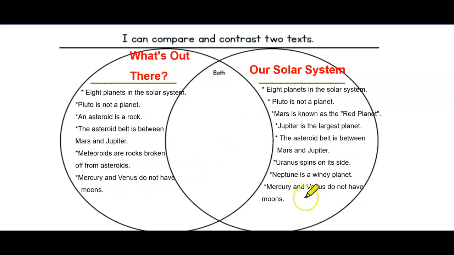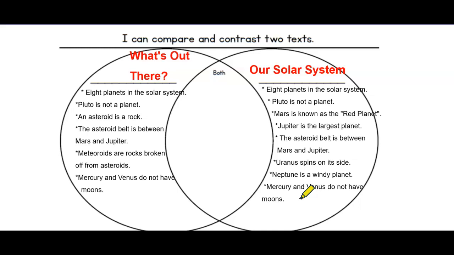In the second article, the one you read on your own, our solar system, you should have 8 planets are in the solar system. Pluto is not a planet. Mars is known as the red planet. Jupiter is the largest planet. The asteroid belt is between Mars and Jupiter. Uranus spins on its side. Neptune is a windy planet. Mercury and Venus do not have moons.